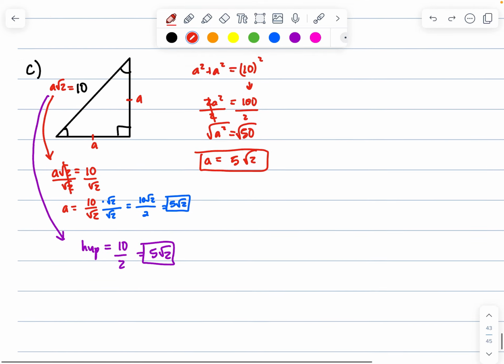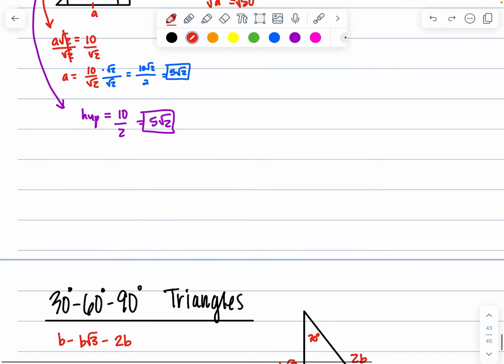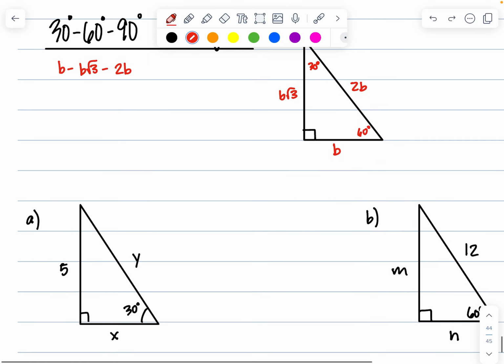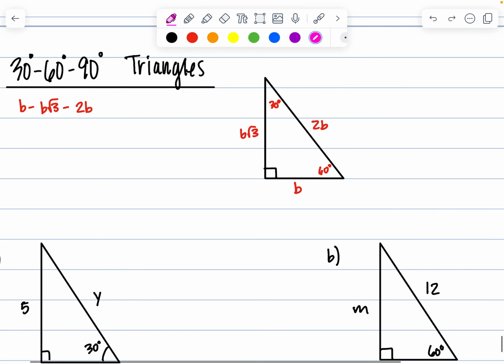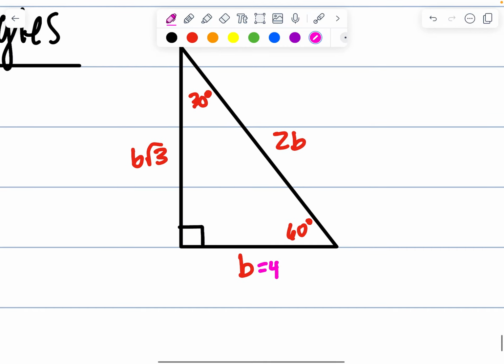I don't know if I mentioned this in the last video, but I'm going to mention it quickly. If it's 45, 45, 90, it follows the same pattern: A, A, A root 2.